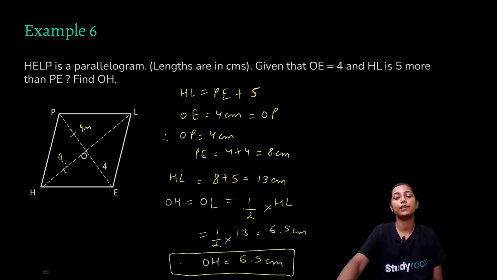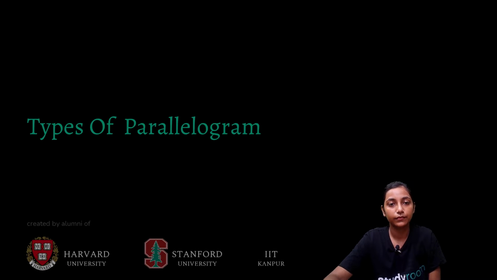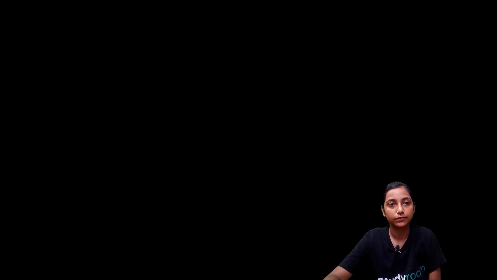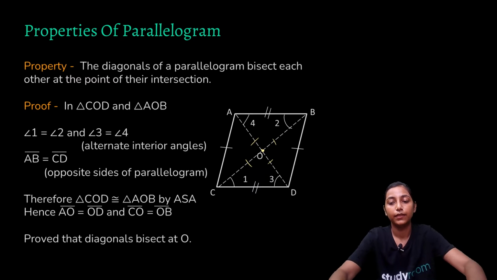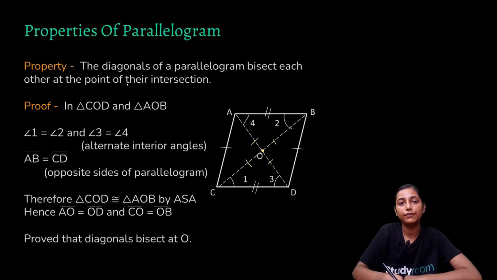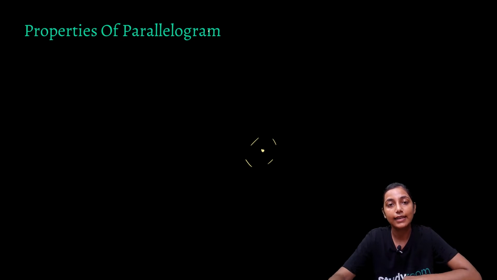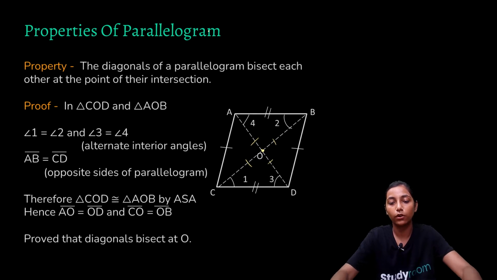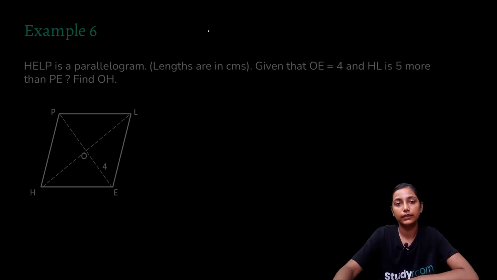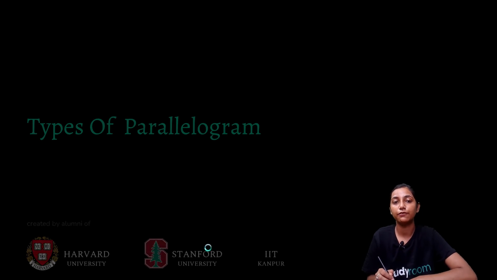We used which property? We used the property that the diagonals of a parallelogram bisect each other at the point of intersection. So this is exactly what we used here, and we found the answer, that is the length of OH.